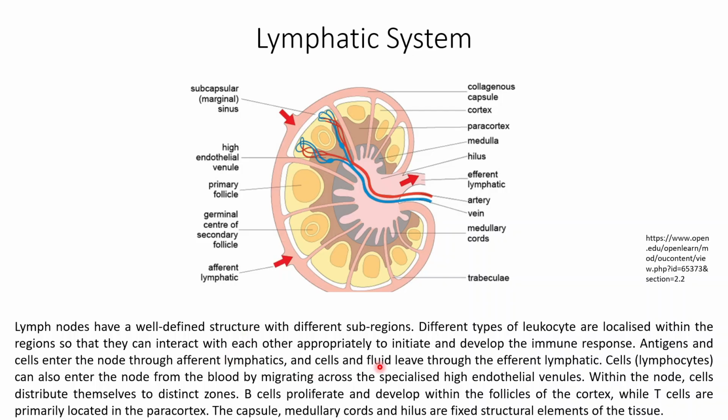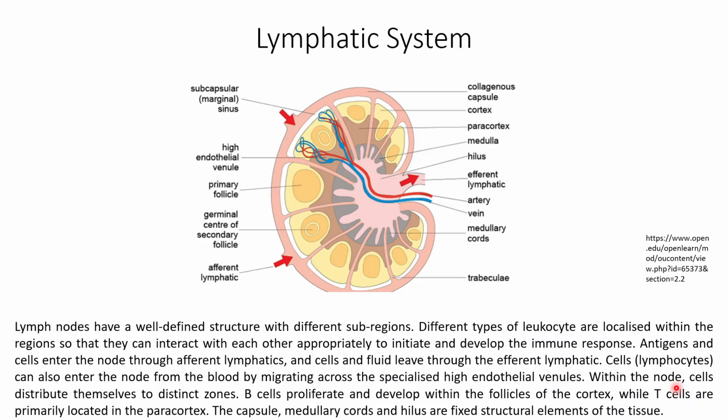And then cells and fluid leave through the efferent lymphatic. So that's over here. Once all of this interaction with the fluid is done, these cells move inwards and move out from the efferent lymphatics. The cells, which in this case I'm talking about lymphocytes like T and B cells, also enter the node from the blood by migrating across specialized vessels called HEVs or high endothelial venules. So from the blood, you can enter via the HEVs.